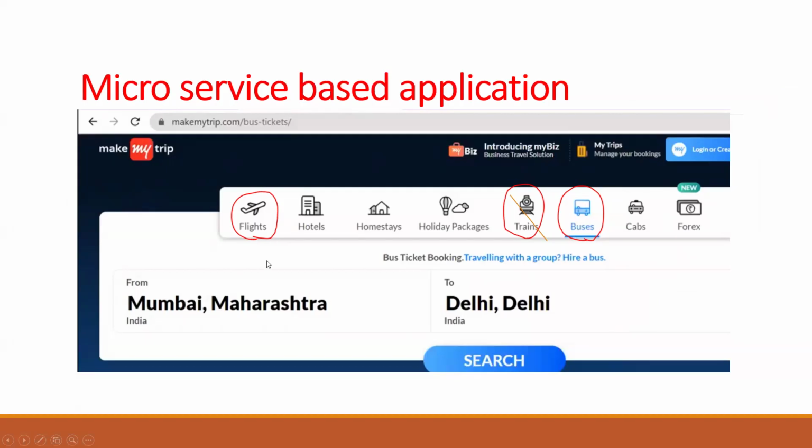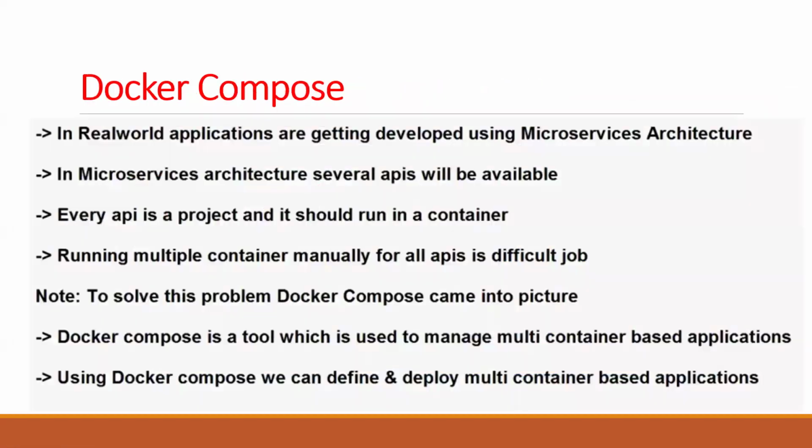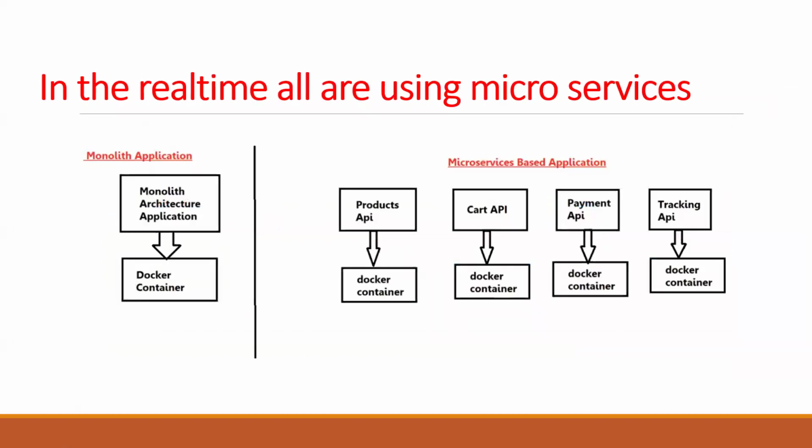For that purpose, if you segregate it into modules, we can deploy each one separately. If something goes wrong on the flights, only that module is affected, and the other modules remain working. That is nothing but a microservice based application.